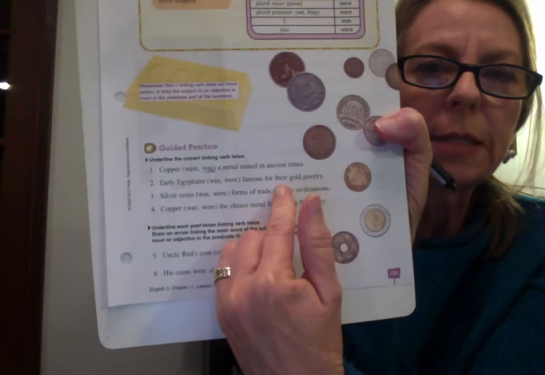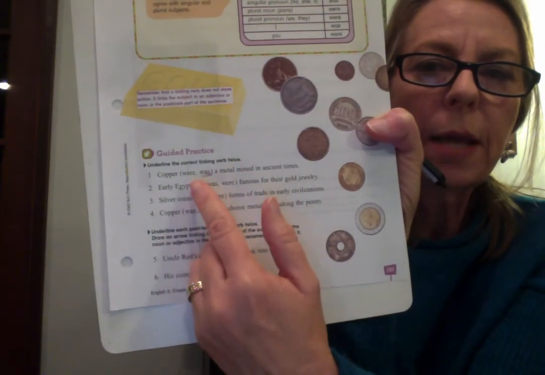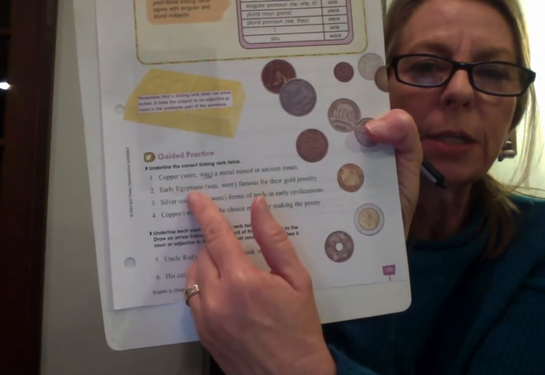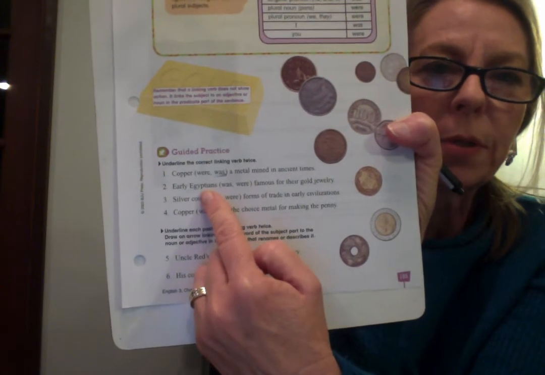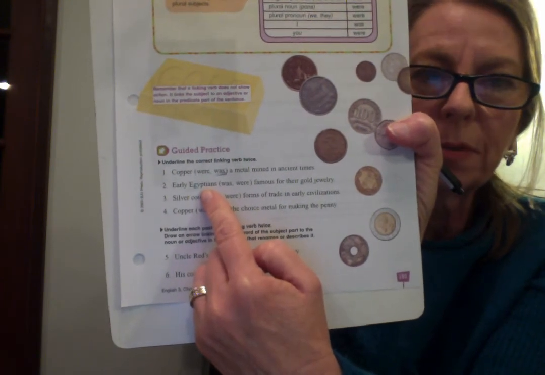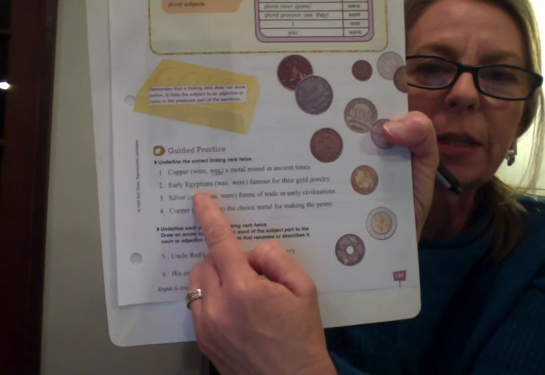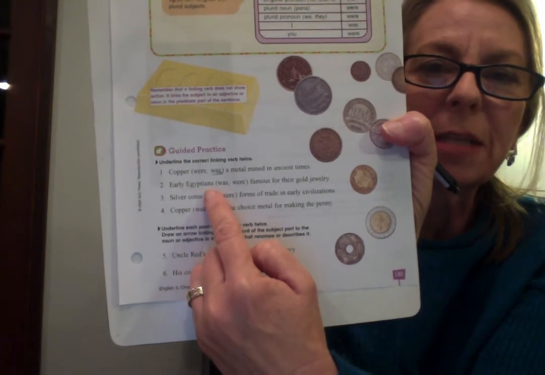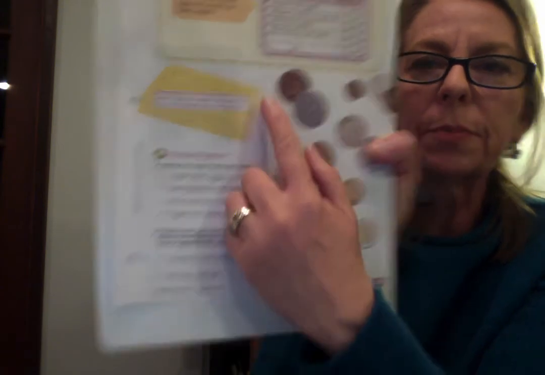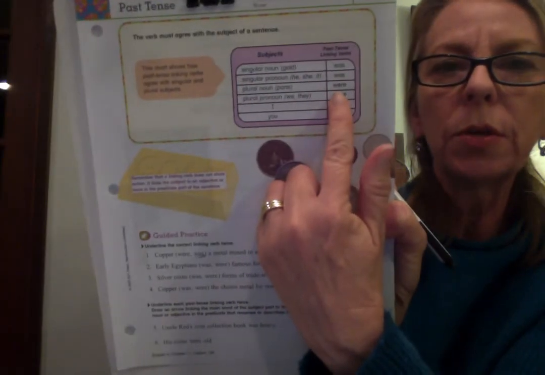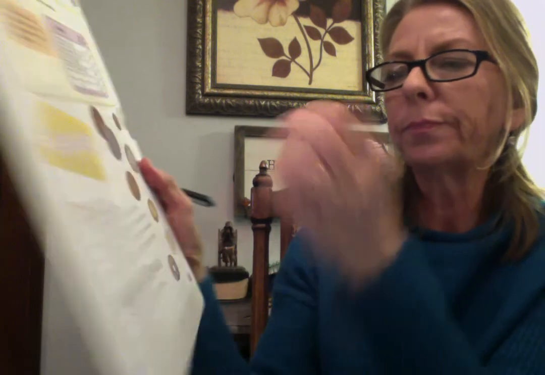Okay, so what is this sentence about? Who or what? It's about early Egyptians. Does that mean one person or lots of people? Okay, because it says early Egyptians. Yes, that's plural, so what would we use? If it's a plural noun, we go up here, plural noun, and we should use were, right? Early Egyptians were famous for their gold jewelry. So underline were.